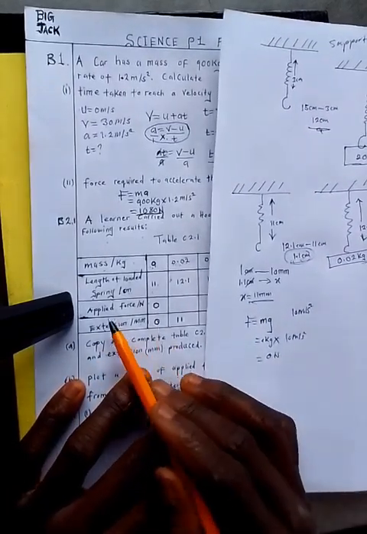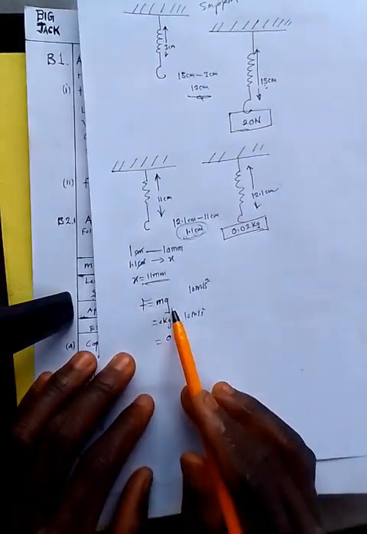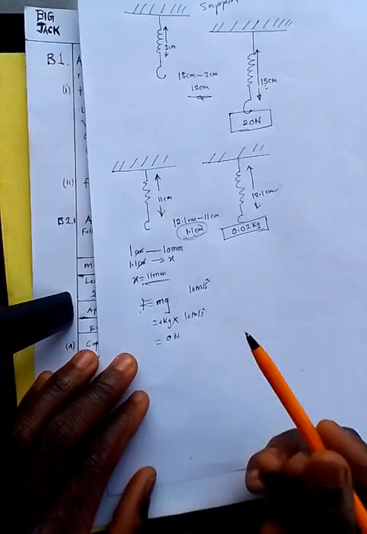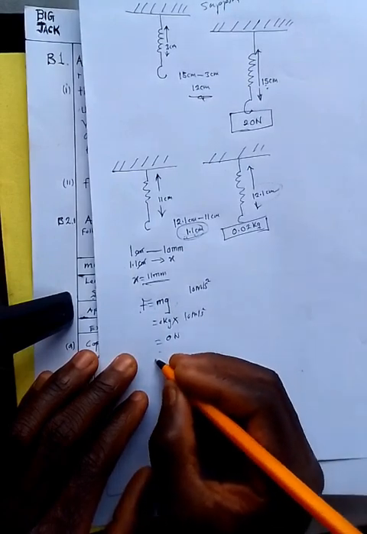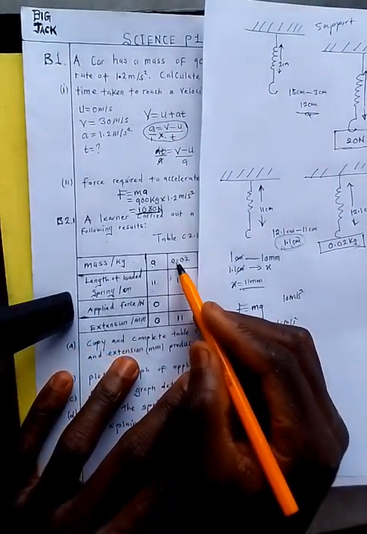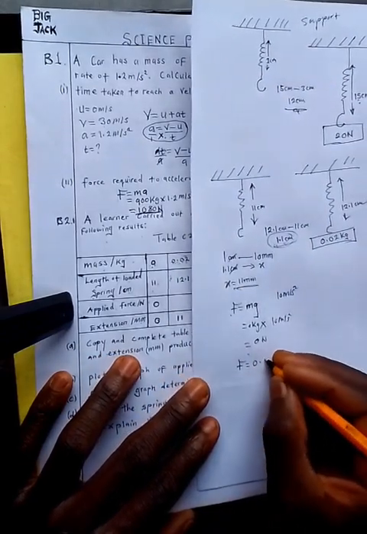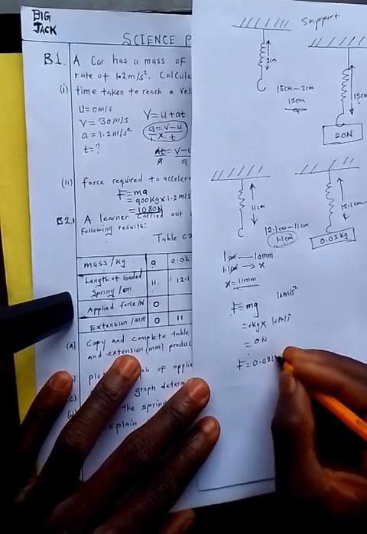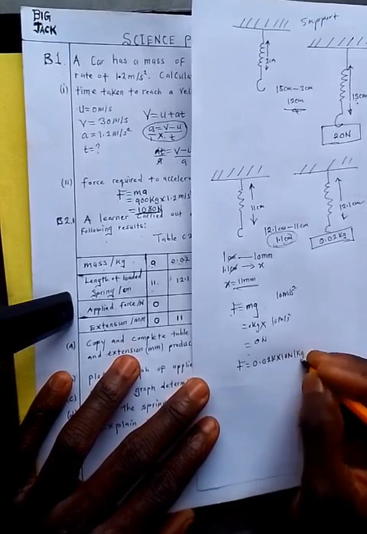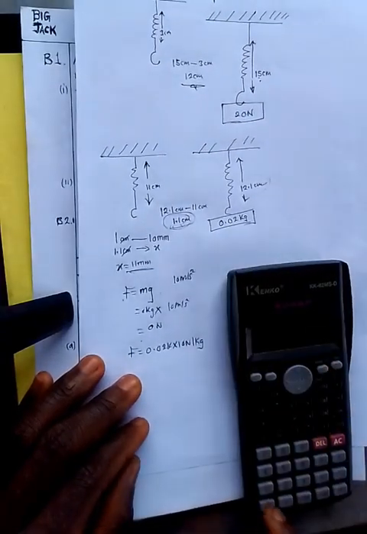Then let's come to the applied force. The applied force, we're just going to use the same idea whereby we say force is equal to mass multiplied by gravity. Okay? Which is the acceleration due to gravity. So if we take the mass of 0.02 kgs, what would be the applied force? So we have 0.02 kgs multiplied by 10 newtons per kgs or meters per second squared. What would be the answer?